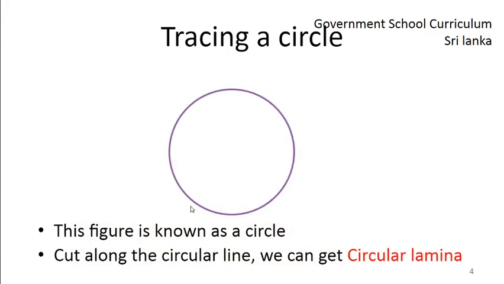Okay, today we are going to learn a new word, that is circular lamina. To get the circular lamina, you have to cut around this circle. Now you have drawn a circle on a paper, and if you cut along that circular line, you will get the circular lamina in your hand. So keep that circular lamina, because we will need it in future.